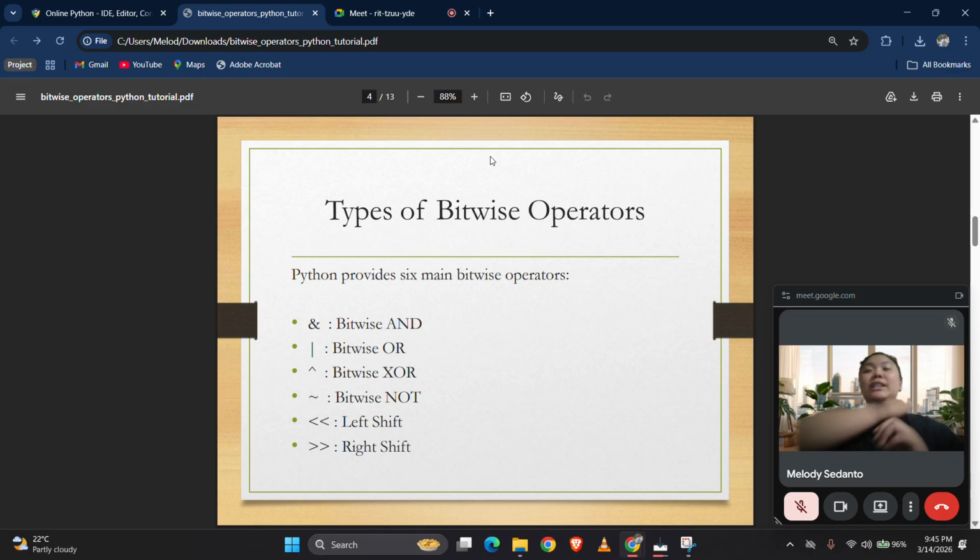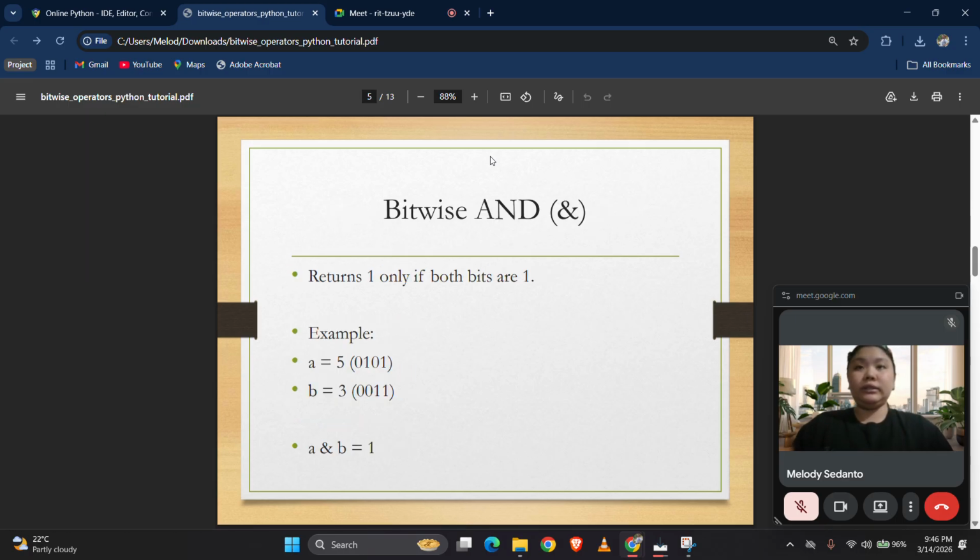So what are the types of operators? We have 6 main bitwise operators. The first are bitwise AND and bitwise OR, which we write with the vertical line, and then bitwise XOR, bitwise NOT, left shift and right shift. So these operators will be demonstrated to show how they work using simple Python.